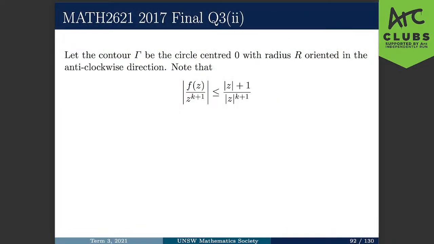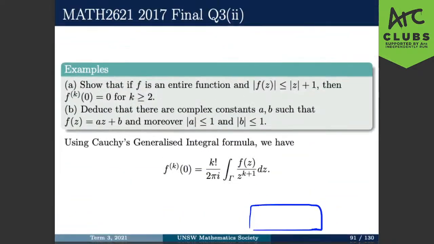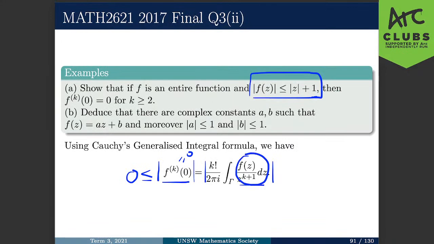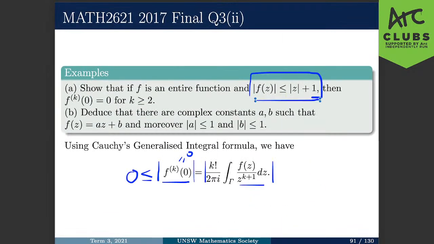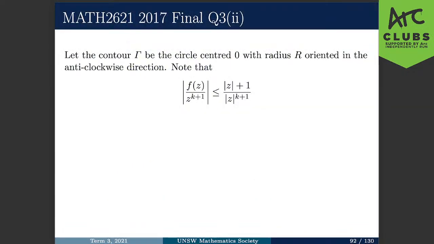Okay, so here's where you have to be a little bit creative. First we'll note this one. So where does this come from? We're just looking at this integrand, and we're saying that the modulus of this integrand is less than or equal to this thing on the right. The top part is just using the given inequality, because we're given this thing about f of z. So if I just do that on the numerator, I will get the modulus of z plus 1. Okay, so we have this. This is where we've made use of the condition.